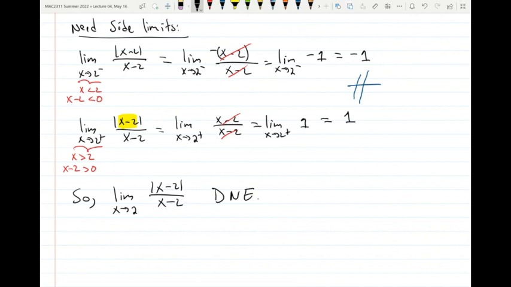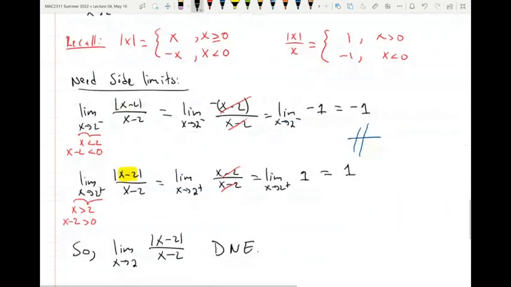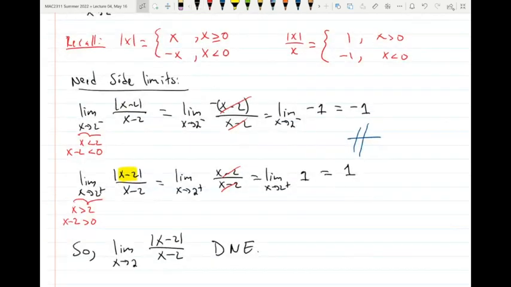There is a gap. The way this function looks is like this. It's that piecewise, but shifted to the right at 2. Instead of a 0, the split happens at 2. So, to the left of 2 the function is negative 1, and then to the right of 2 the function is 1.